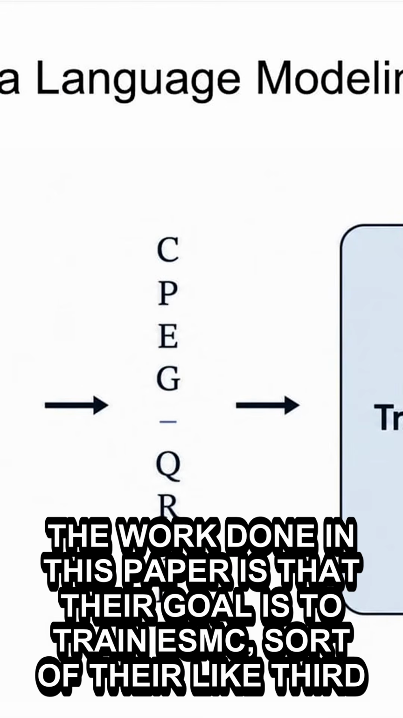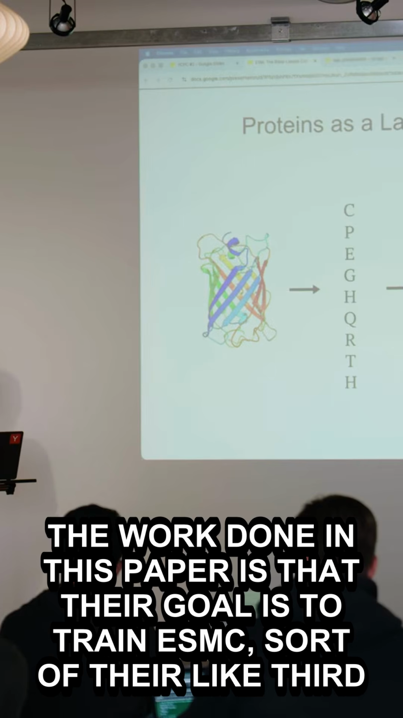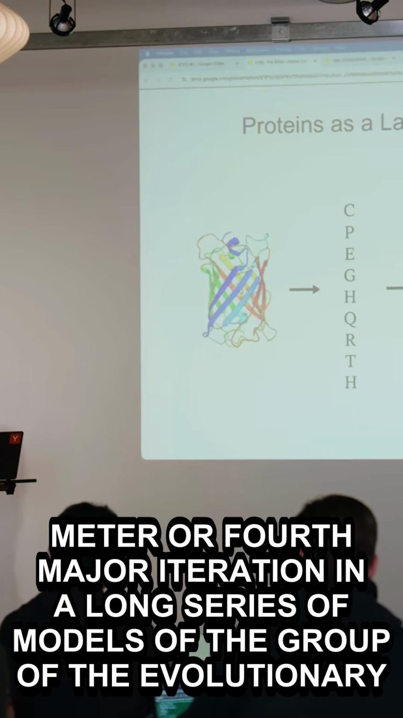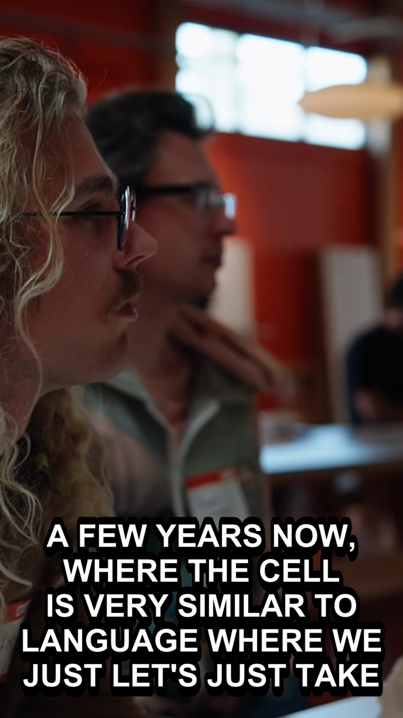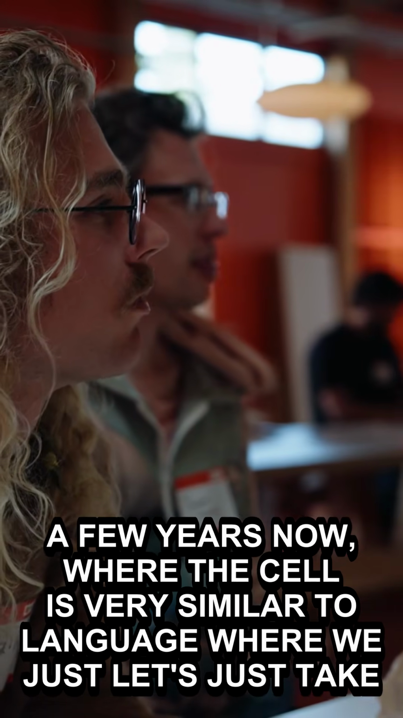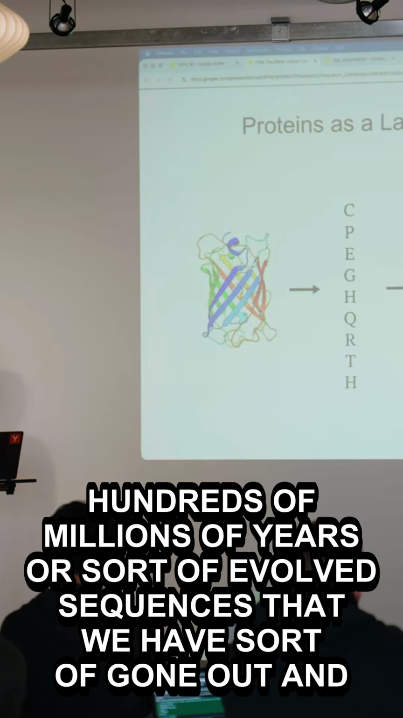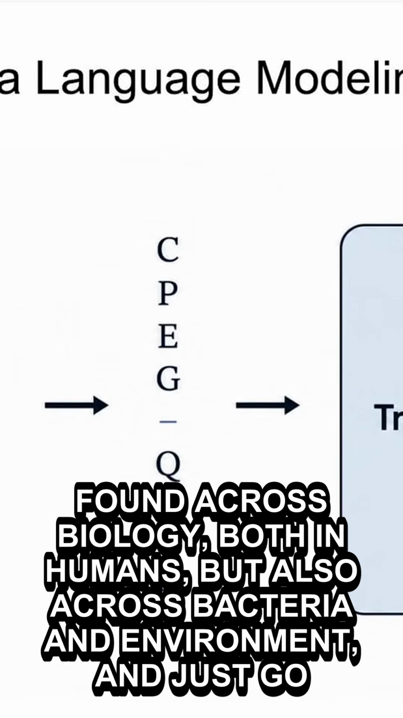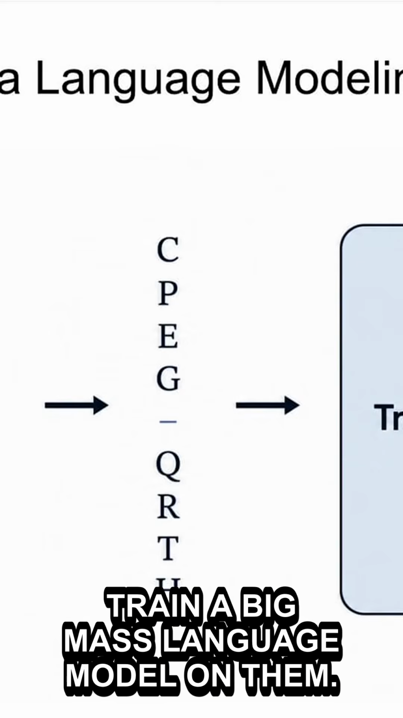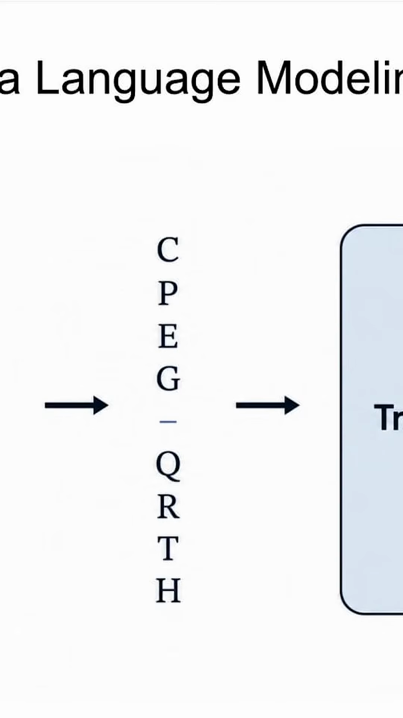The work done in this paper is that their goal is to train ESMC, their third or fourth major iteration in a long series of models from the Evolutionary Scale group, originally at Meta, then their own company, now at BioHub, who have been training these for a few years now. The cell is very similar to language, where let's take hundreds of millions of years of evolved sequences that we've gone out and found across biology, both in humans, but also across bacteria and in our environment, and just train a big masked language model on them, right?